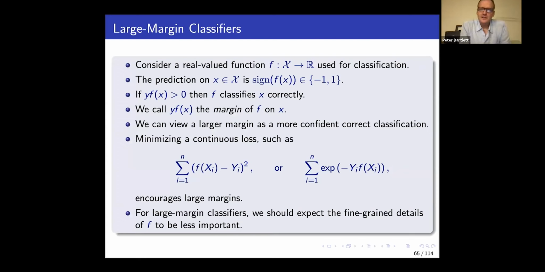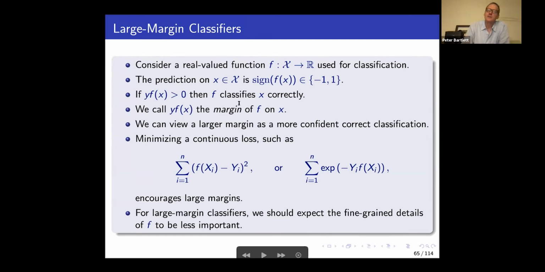So I mentioned this margin distribution. In these cases, we're actually using real valued functions for classification. We're predicting with the sign of those functions. And so this quantity that I was plotting was y times f of x. So when y is plus or minus 1 and you're interested in the sign of f, you want this thing to be positive.